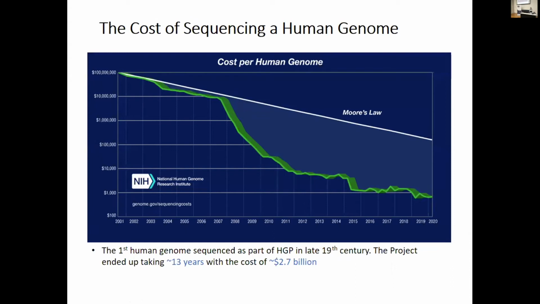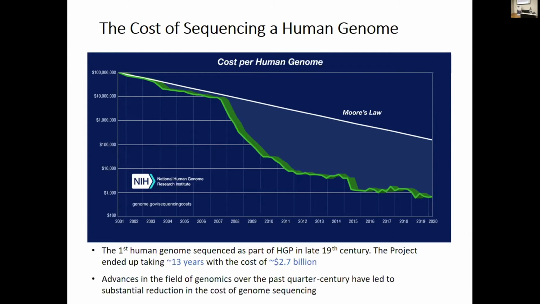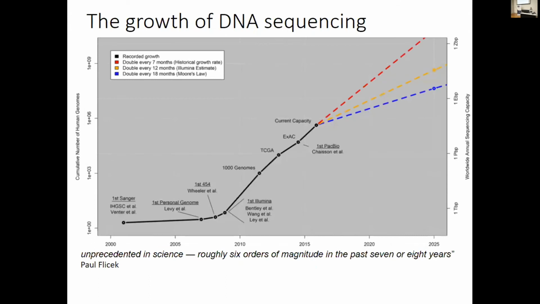The cost of sequencing a human genome has dropped substantially. The first human genome sequence was produced as part of the Human Genome Project in the late 20th century. The project ended up taking 13 years with a cost of 2.7 billion. That was huge, but that has dropped substantially. So now in 2020, we can have a whole genome sequence in an order of minutes with a cost of less than 1,000. And that simply tells us that once we have reduced cost, there will be growth of DNA sequencing.